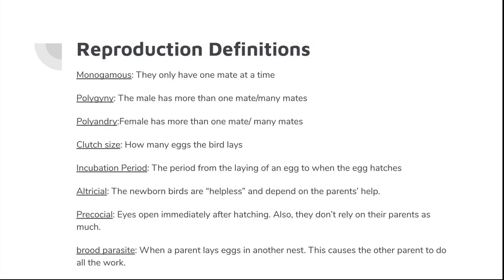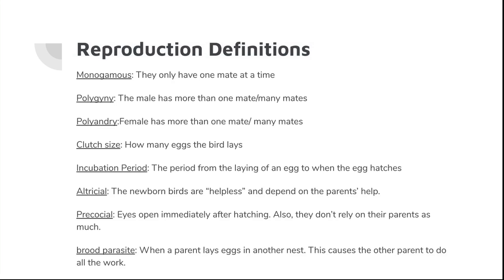Now, polygyny means the male has more than one mate, many mates. They can have up to 5 mates, maybe even more. Sorry, let me rephrase myself. On the 2020 National Bird List, none of the birds are really polygynous. Some of them are, but not the majority.